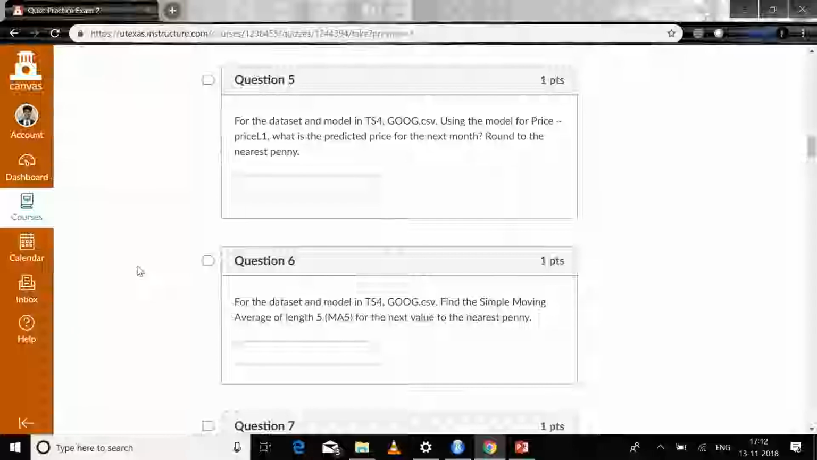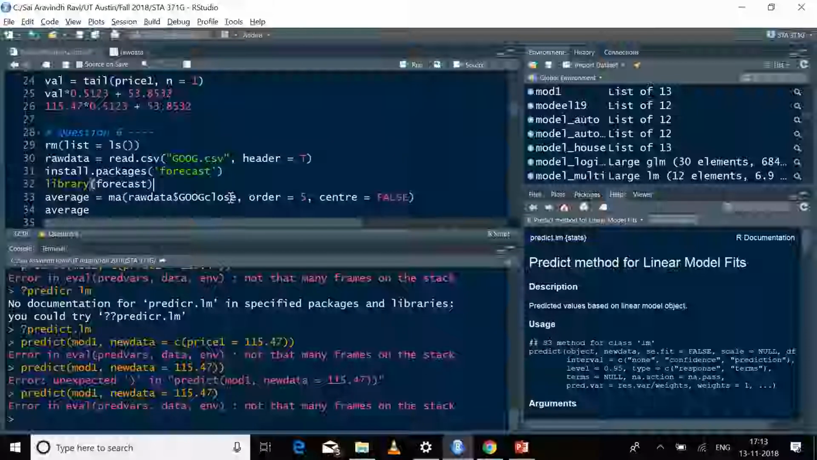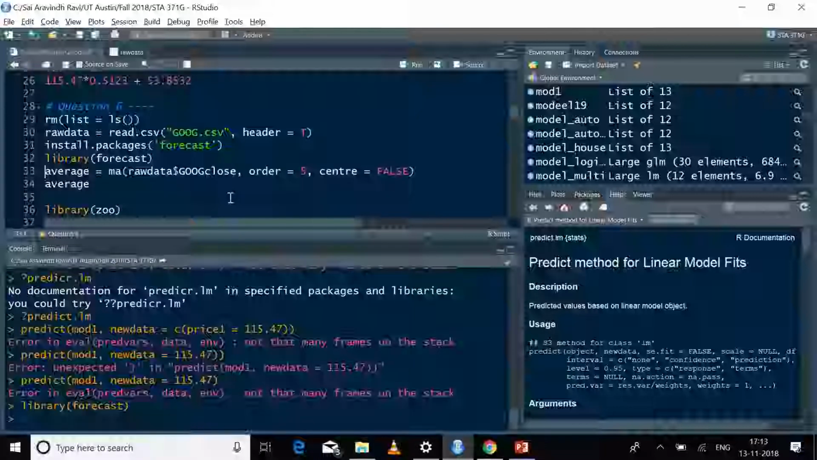And then we're going to the next question. Same data set. He wants you to find the simple moving average of length 5 for the next value to the nearest penny. So that is the library in R that has the function MA. So you can go ahead and install the package forecast if you haven't already. I have it on my computer, so I'll just run library forecast. And then I create an object called average.